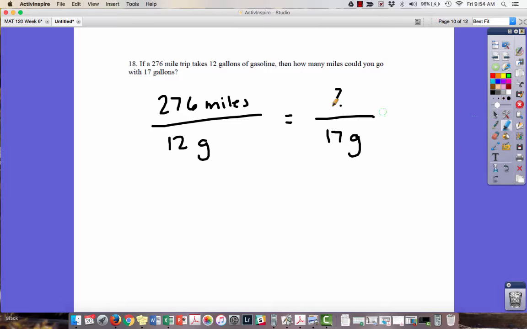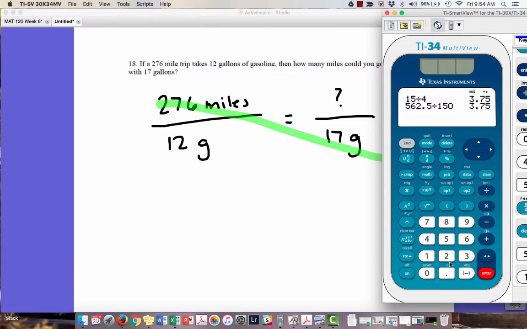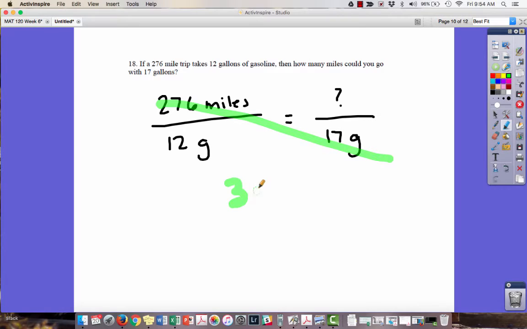But once I do this, I now have my diagonal with two numbers. So I can say 276 times 17. Hit enter and then divide by whatever number is left. In this case, it's 12. And I get 391. Let me change back to my pen. So 391 miles.